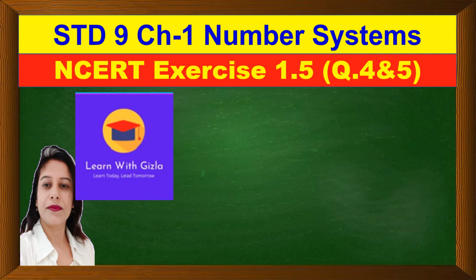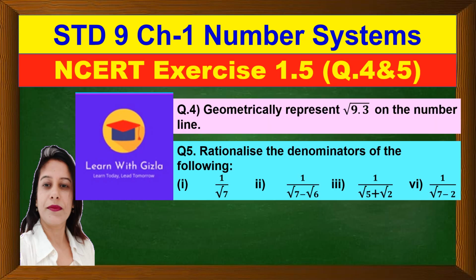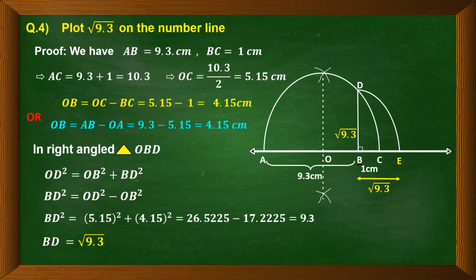In this video of number systems, we are going to take up question 4 and 5 of NCERT exercise 1.5. So let's start with the fourth question. Question 4 is plot root of 9.3 on the number line. Now root of 9.3 is an irrational number. We have to plot it on the number line.